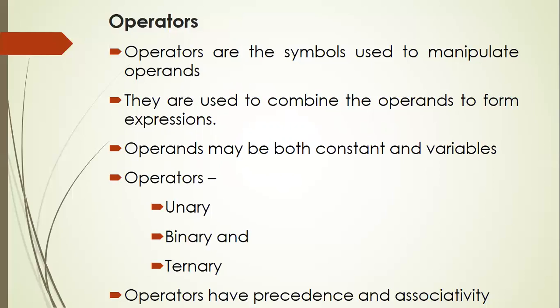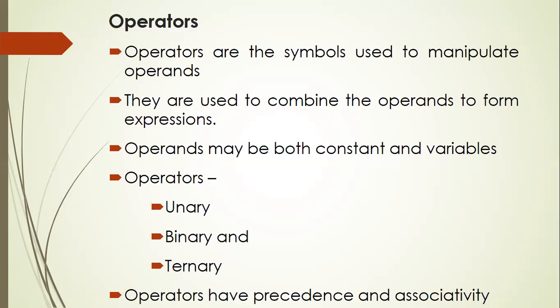By combining the operands and the operator, we get what is known as an expression. Operands could be either a variable or a constant. The different operators available in C++ are broadly classified into three: unary operator, binary operator, and ternary operator. Unary operator is one which takes only one operand for manipulation. Binary operator needs two operands, and ternary needs three.